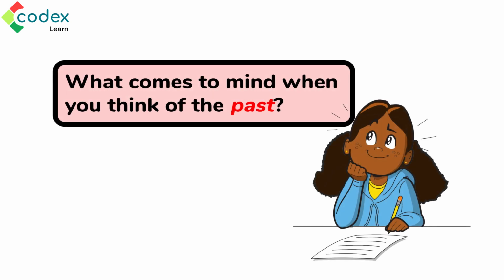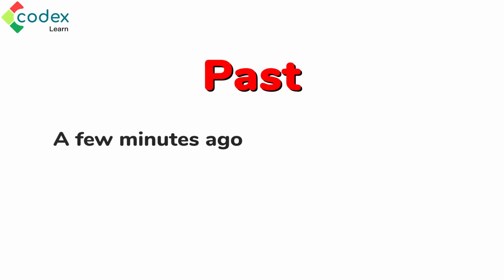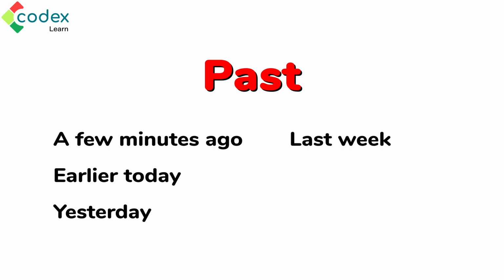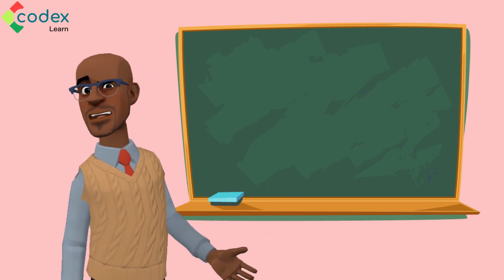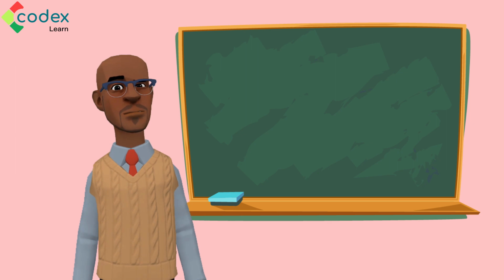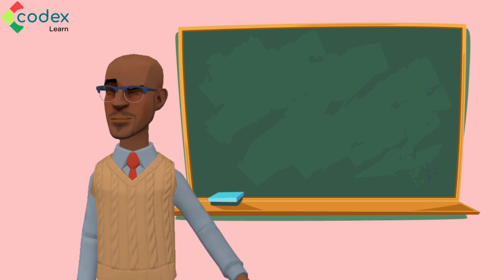What comes to mind when you think of the past? The past is any time before now. This means the past could be a few minutes ago, earlier today, yesterday, last week, or even last year. Past continuous tense is a special type of past tense that we use to talk about what we were doing at a particular time in the past. This means if there is something you were in the middle of doing before now, you can talk or write about it in past continuous tense.